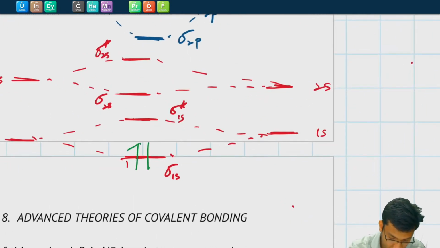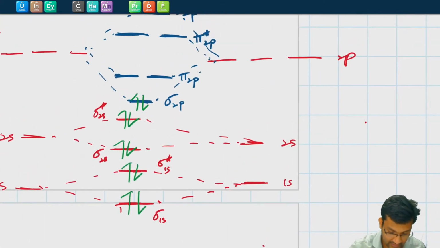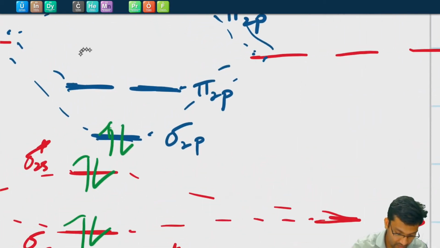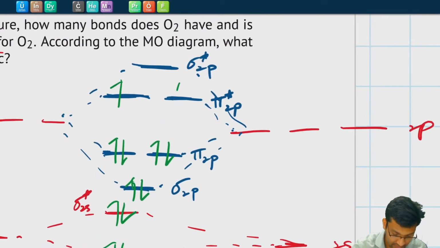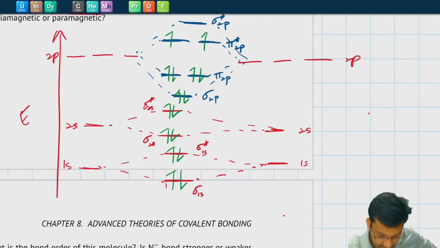So 1, 2, 3, 4, 5, 6, 7, 8 electrons, 9, 10 electrons. So far, so good. Remember, when they have the same energy, you fill them with single unpaired electrons first. So 11, 12 electrons, 13, 14 electrons, 15, 16 electrons. Those are all my 16 electrons. All right, things are looking good so far.